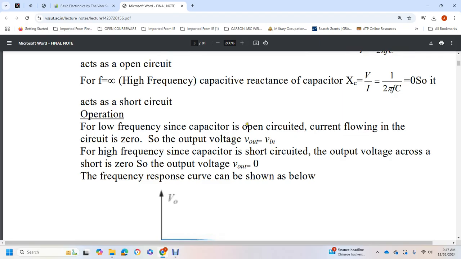Operation. For low frequency, since the capacitor is an open circuit, the current flowing through the circuit is 0, so the output voltage equals the input voltage. For high frequency, since the capacitor is a short circuit, the output voltage across the short is 0, so the output voltage is equal to 0. The frequency response curve is shown below.